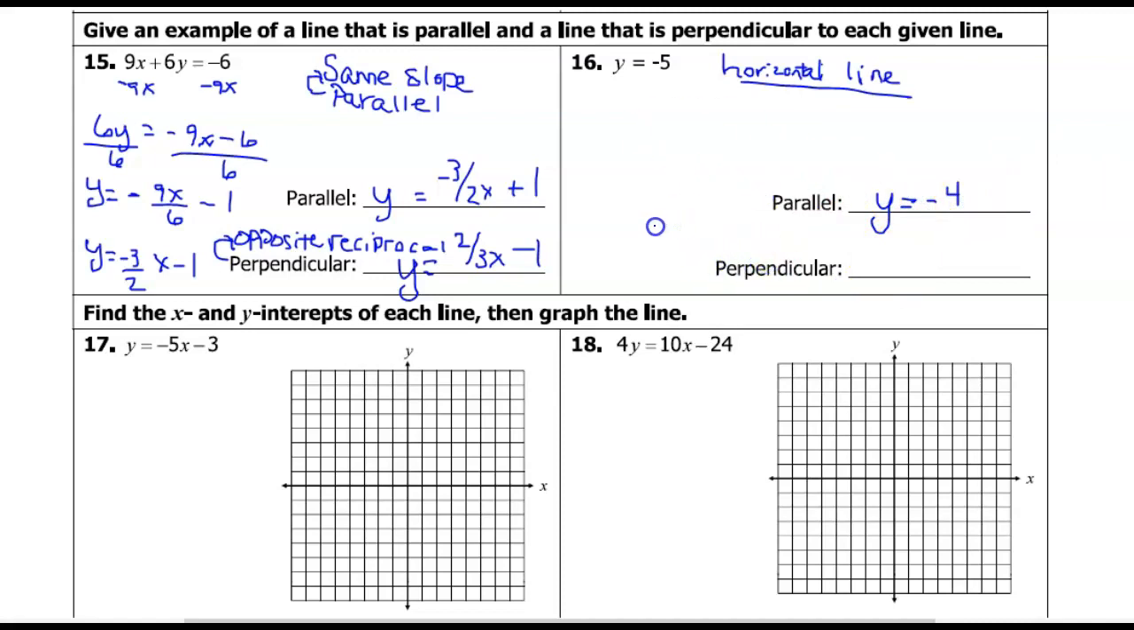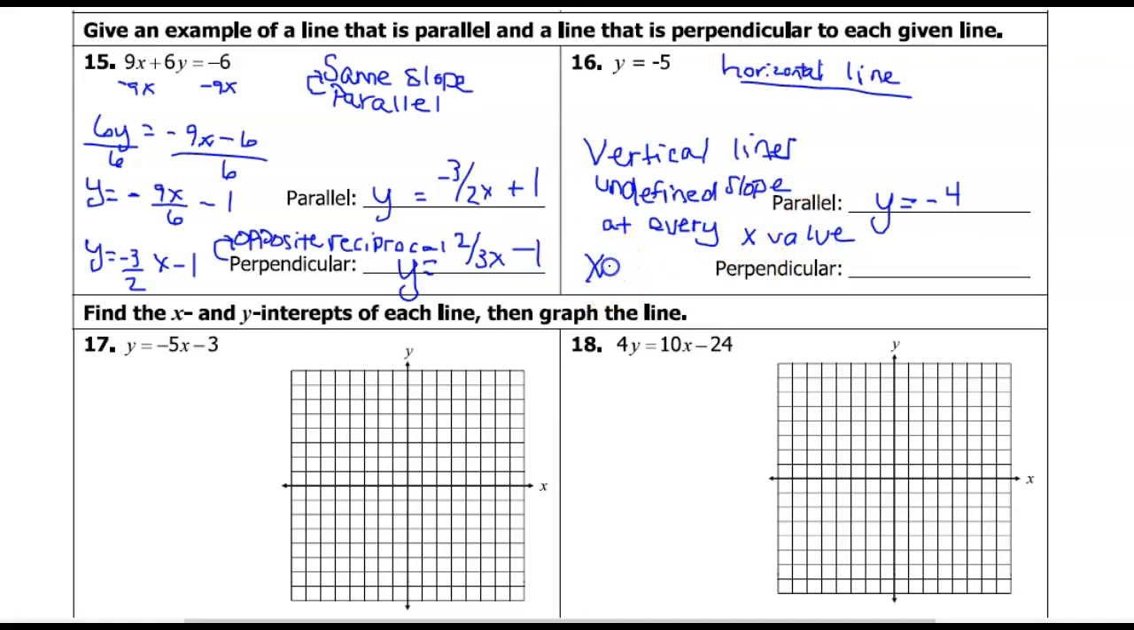Perpendicular line has to be something that's opposite that. Well, what is opposite of a horizontal line? Well, that is a vertical line. Okay, and we know the vertical lines are our undefined slopes. So what that means is I'm writing an equation for x equaling a value, and I can pick any one. x equals 2. Well, x equals 2 is going to be perpendicular to this horizontal line. At every x value, we'll be at 2.